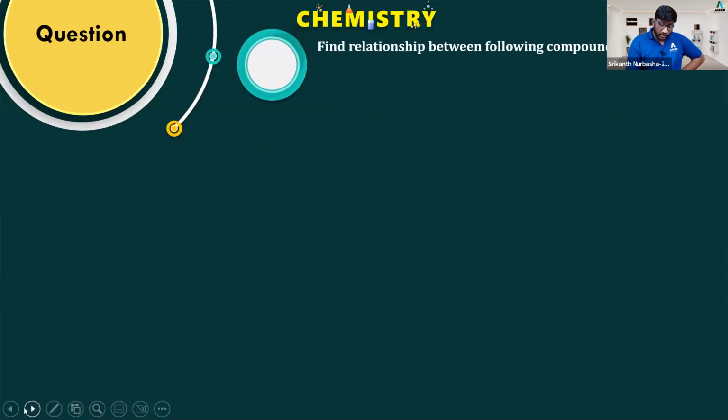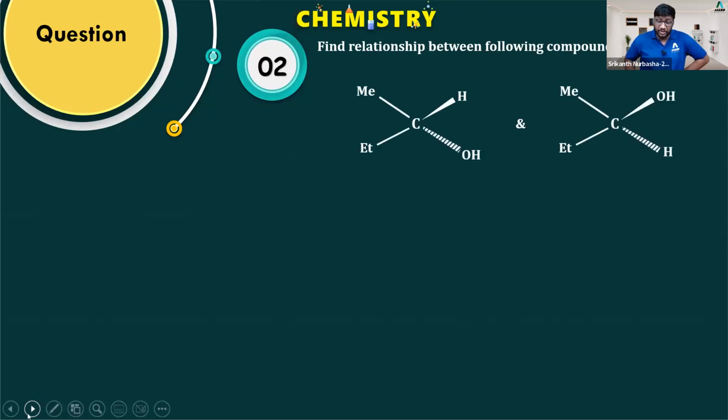Try to do the second question. Find the relationship between the following compounds. Now they have given 3D representations. Whenever they have given a 3D representation, again you have to do the same logic. Assign the configuration, R and S nomenclature. So the lowest priority group has to be on the dash line. In the second compound, the lowest priority group is fourth. That is hydrogen, fourth priority group. That is on the dash line.